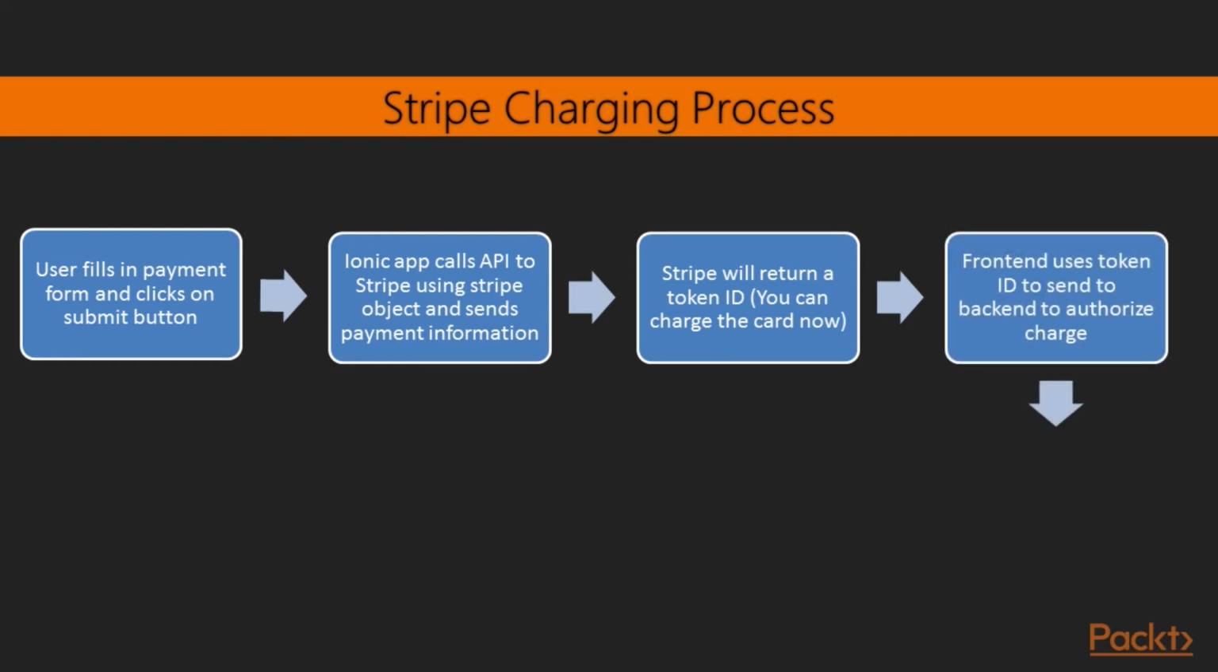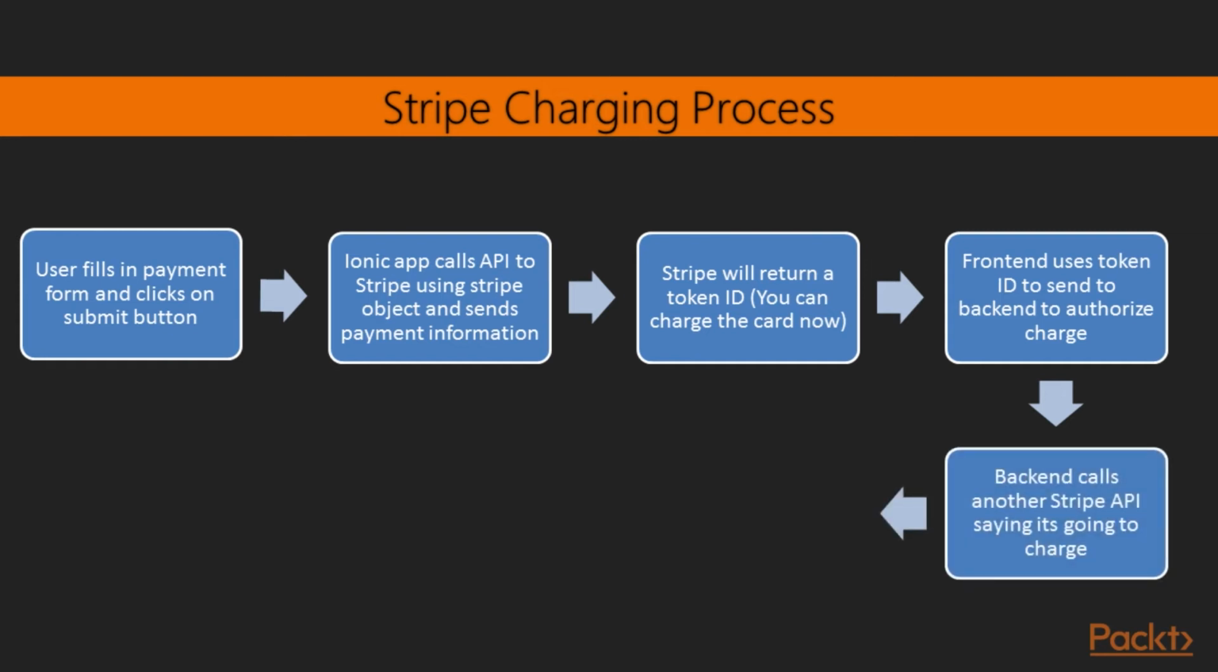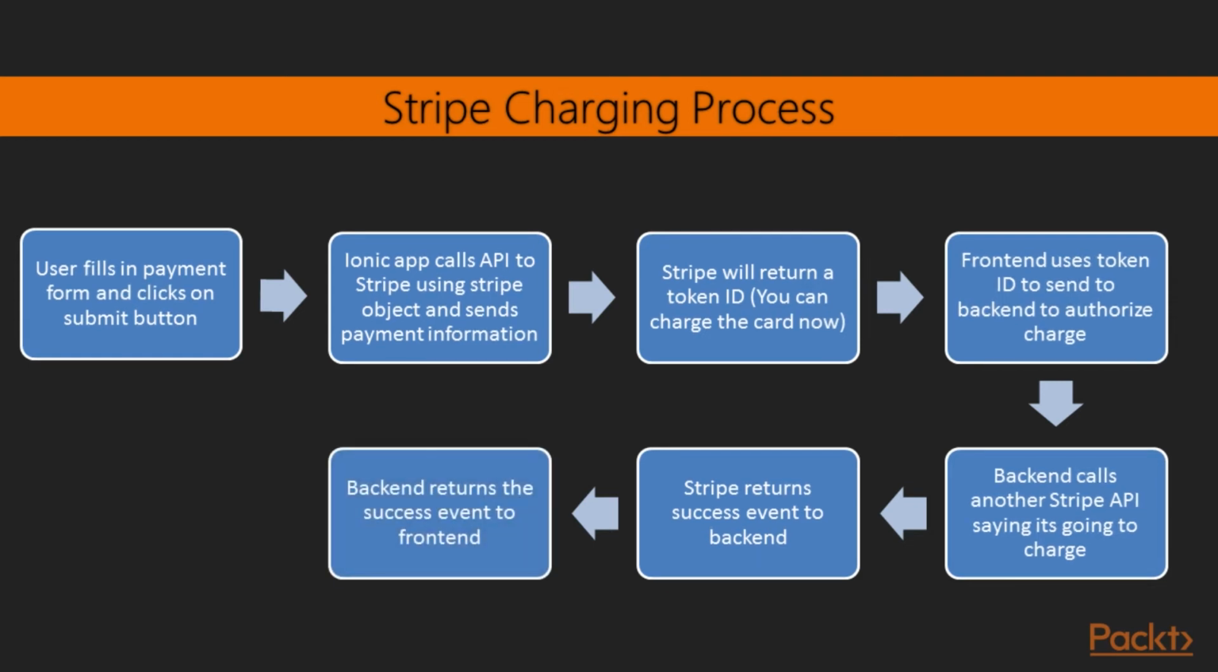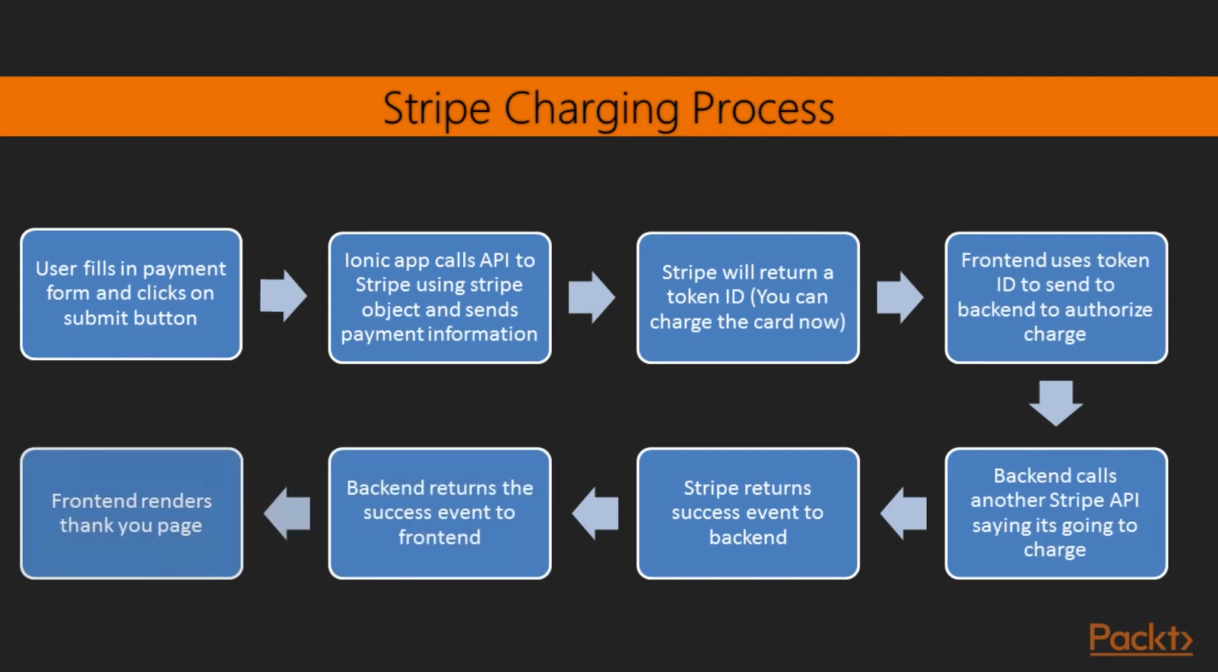The front end will use the token ID to send to its back end, without the credit card information, to authorize the charge. The back end will call another Stripe API to say, I'm going to charge now. Stripe will return the success event to the back end at this point. The back end will then return the success event to the front end, and the front end would render a new page, such as the thank you page. As discussed previously, this video will not cover the back end portion of this app because it doesn't focus on Ionic. You can build the back end using any language such as Node.js, PHP or Python.